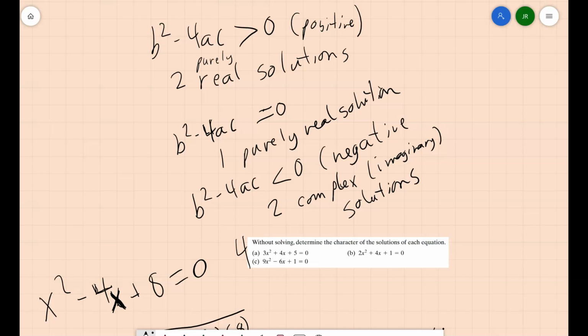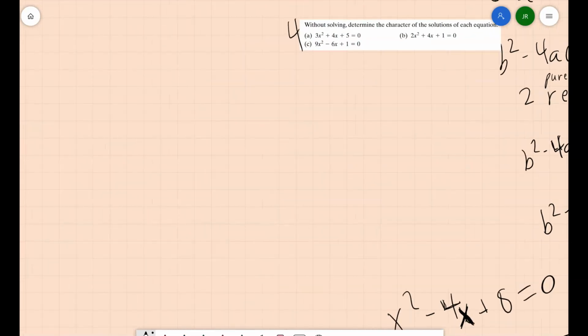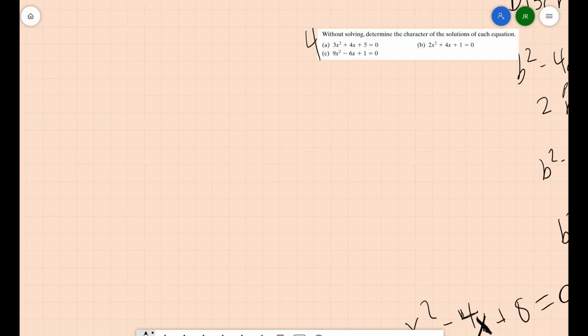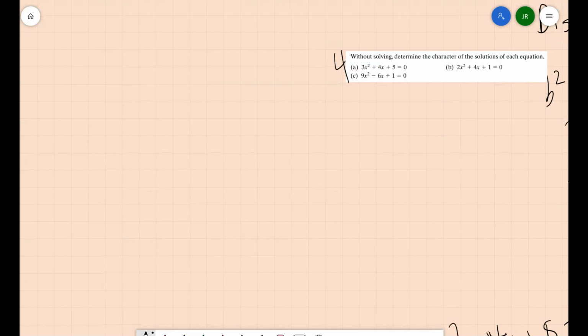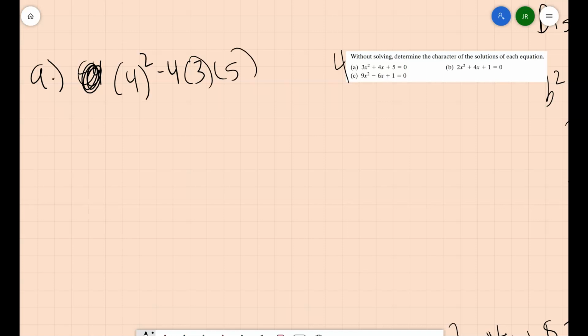So now we can do number 4. Number 4 asks me to, without solving, determine the character of the solutions of each equation. All right, so all I need to do then is the discriminant. I don't need to solve the whole thing. I just need to do the discriminant. So for part A, it's going to be 4 squared minus 4 times 3 times 5, right? That's b squared minus 4ac, so that's 16 minus 4 times 5 is 20, 20 times 3 is 60. So that's going to be a negative number, right? It's like negative 54. So the character of these solutions are two imaginary solutions.